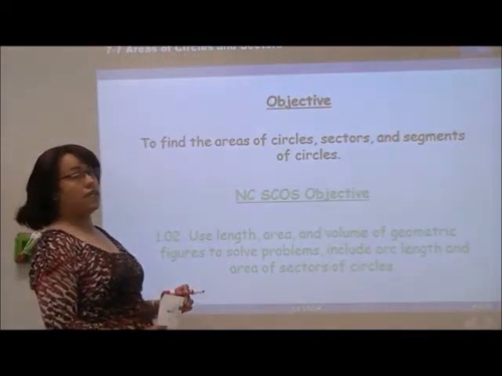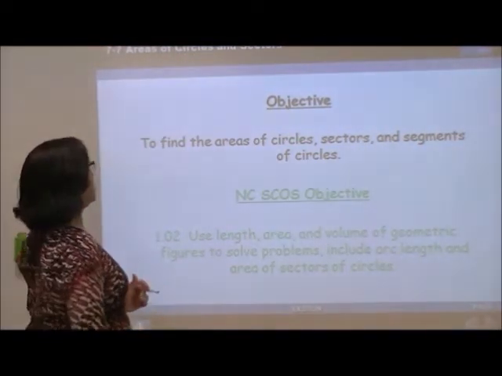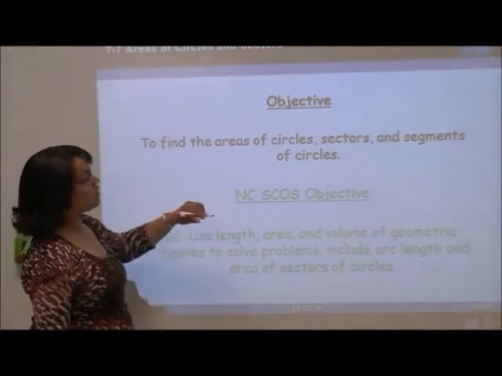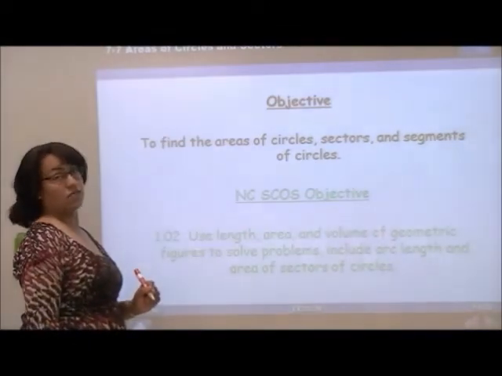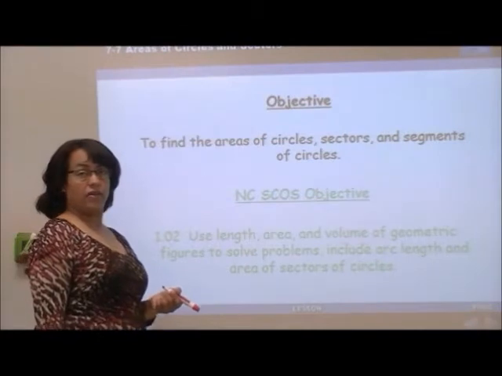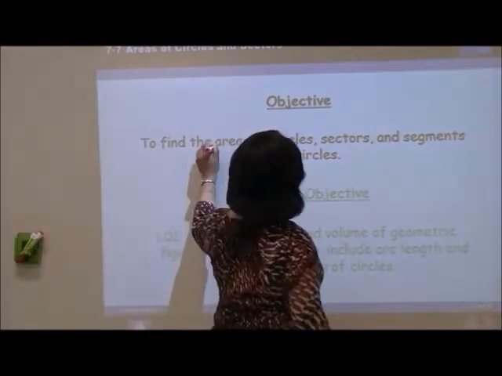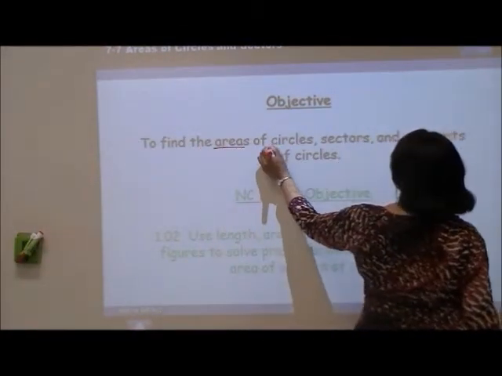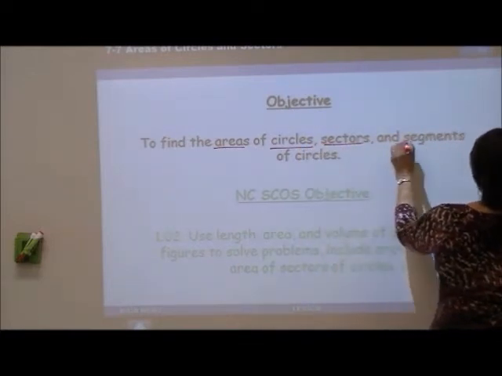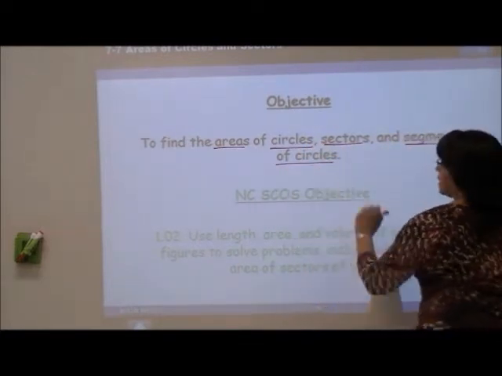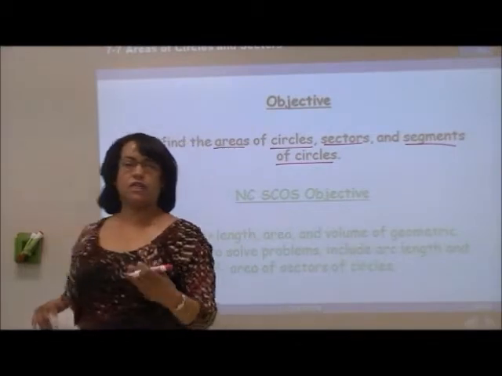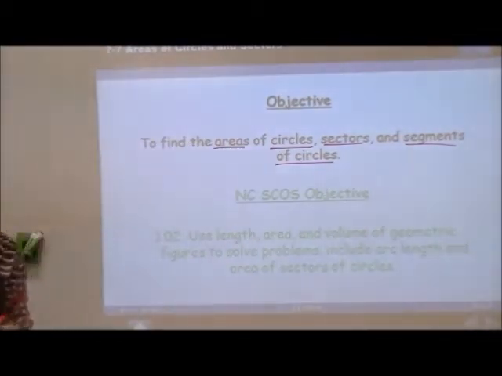Okay, the lesson for today is section 7.7 of your textbook, to find the areas of circles, sectors, and segments of circles. So you can use your highlighter to underline or highlight the important parts. The area of circles, the area of sectors, and the area of segments of circles. And here you have your North Carolina Standard Course of Study objective.